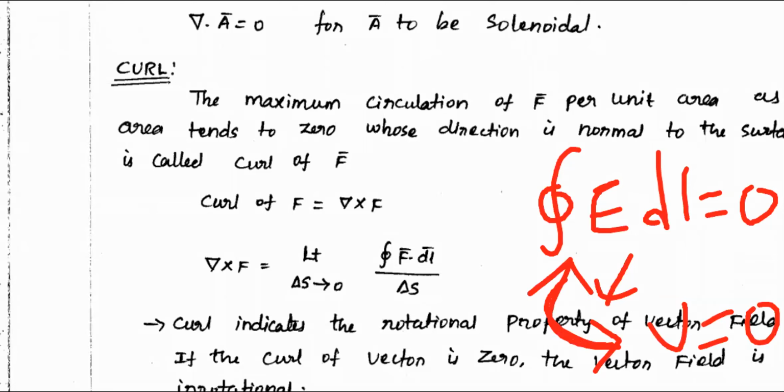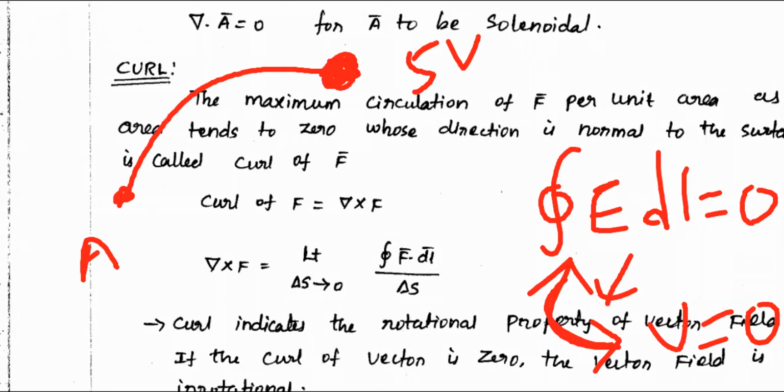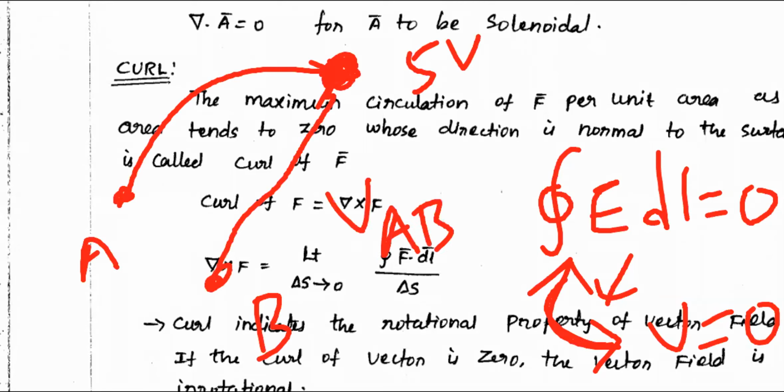Something short means what, sir? You are having one point, and say you are having another point here. This has some potential, 5 volt. You are connecting this point with this, and again you are having one more point here. Again, this also you are connecting with 5 volt. Somebody asks you, what is VAB? Will there be any potential difference?